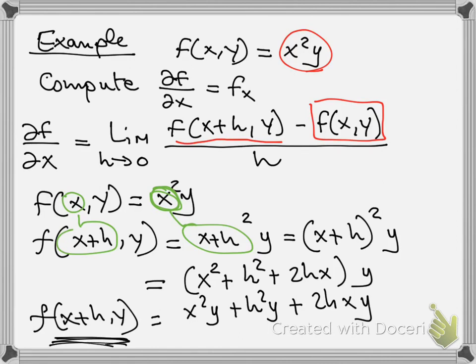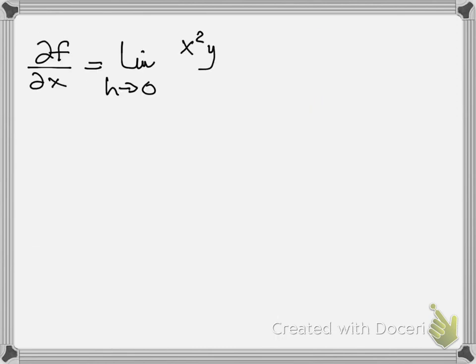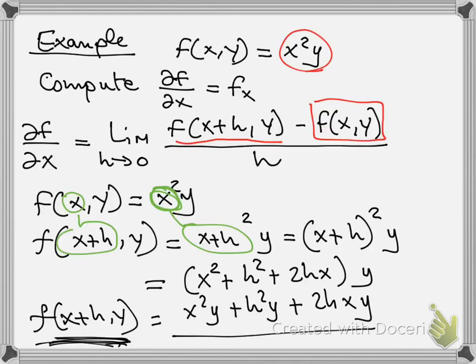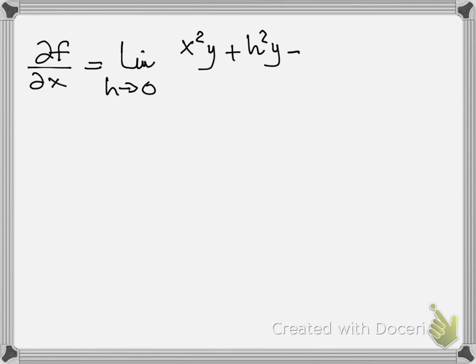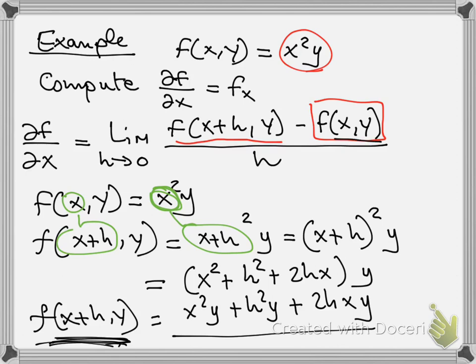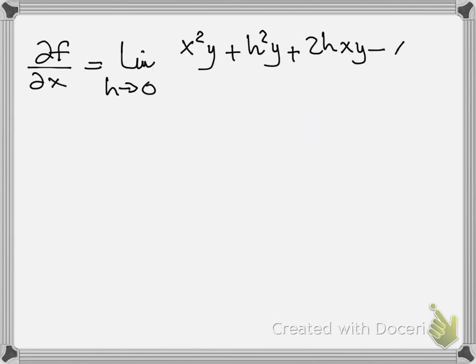Okay. So now let's compute partial f partial x. So that's the limit as h goes to 0 of f of x plus h, y. So we said it's x squared y plus h squared y plus 2hxy, minus now f of x, y. So f of x, y is x squared y. So it's minus x squared y, over h. So x squared y here cancels out.